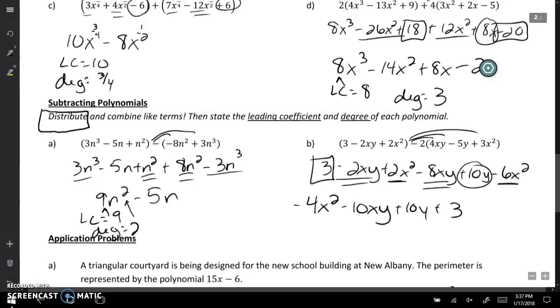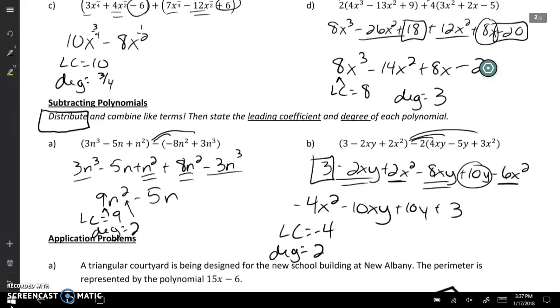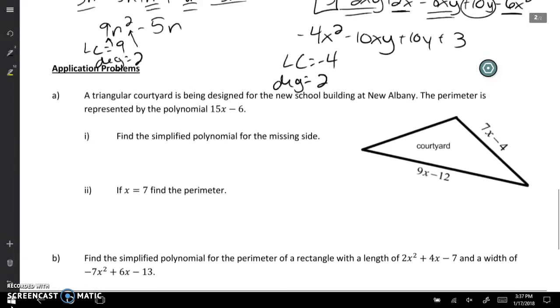at the very front. Okay, your leading coefficient here is negative 4. Your degree is 2. We're not going to really worry about leading coefficient and degree now, but when you get to Algebra 2, it becomes super duper important. Okay, let's do a little application here.